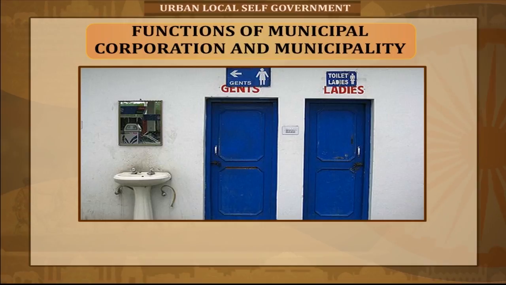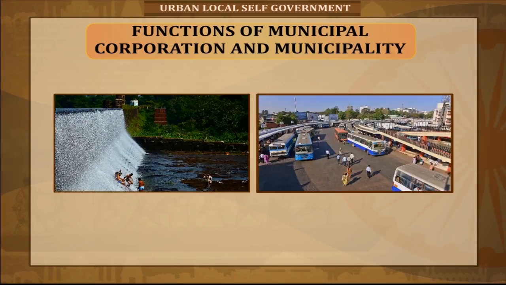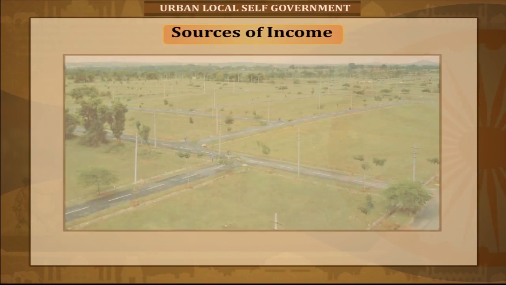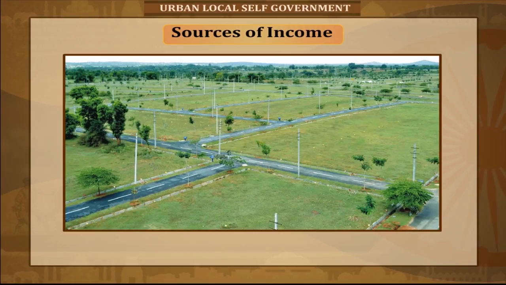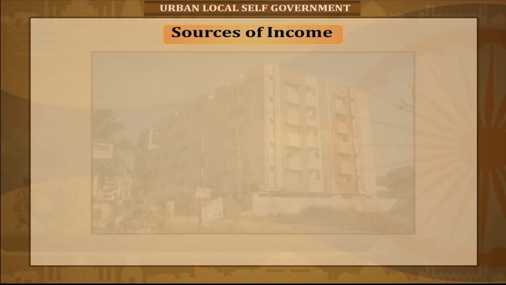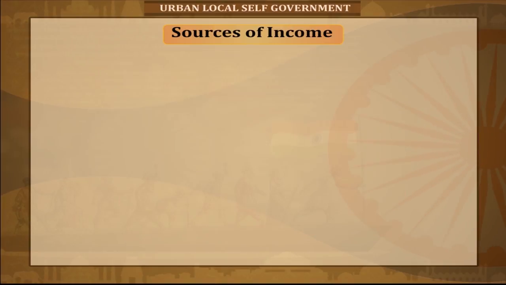I. Construction of public toilets and lavatories. J. To manage electric supply, water works, bus services, etc. Sources of income. A. Taxes on land and property and on maintaining electricity and water supply. B. Duty on goods coming into and going out of the city. C. Income from rent on municipal property.